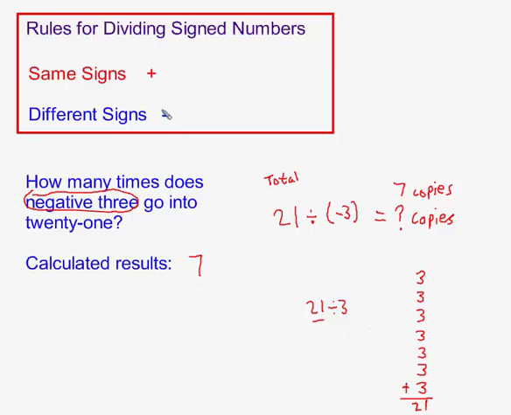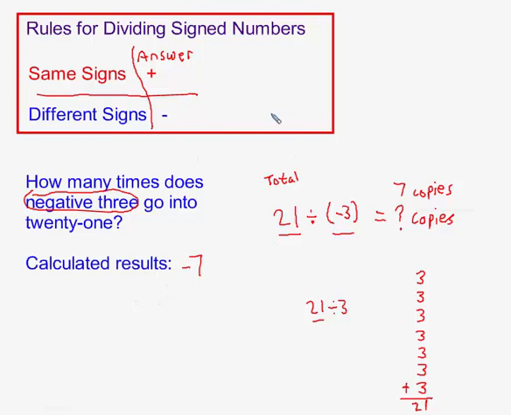Then to figure out whether the answer to my problem should be positive or negative, I look to see if the signs on the original 2 numbers are the same or different. The original problem was a positive 21 divided by a negative 3. That's positive, that's negative, means they had different signs, so the final result should come out to be negative. So my calculated result should be negative 7.